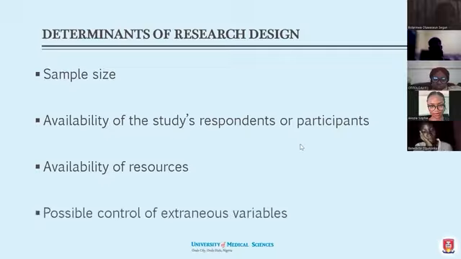Then possible control of extraneous variables. If you are conducting a study in which you have to make sure you control extraneous variables, then you may have to tend towards something experimental, maybe a quasi-experimental research design, because in most natural settings, it may not be possible to control some of these extraneous variables.